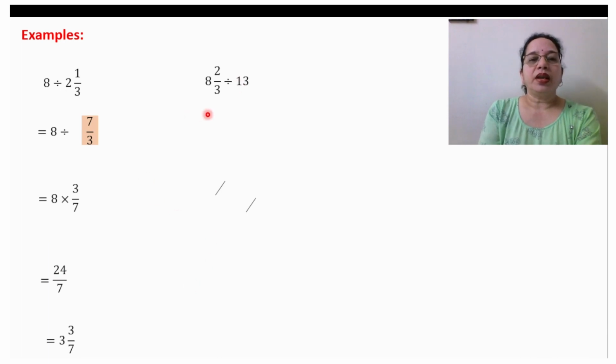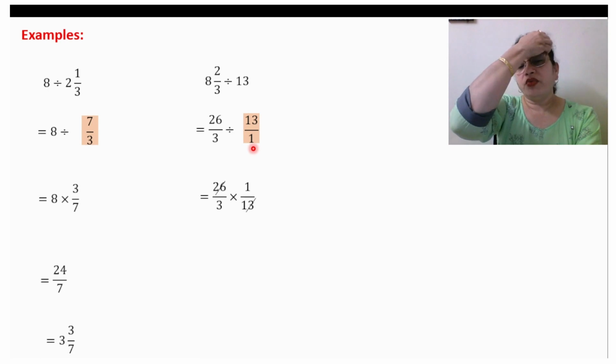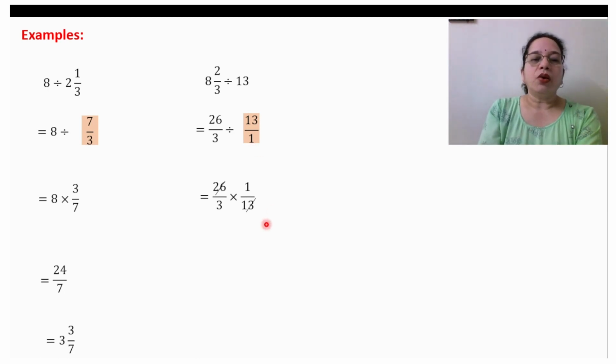Another example again. 3 8s are 24 plus 2 will give you 26 by 3 divided by 13, meaning of 13 is 13 upon 1. Now convert this into multiplication, and the reciprocal of 13 upon 1 will be 1 upon 13. Now cut the numbers. So 13 ones are 13, 13 twos are 26. Multiply numerator with numerator, denominator with denominator. Your numerator is smaller, so this is the answer.